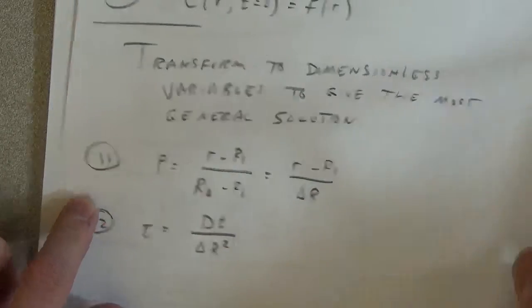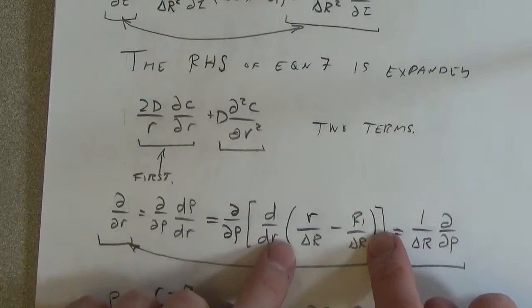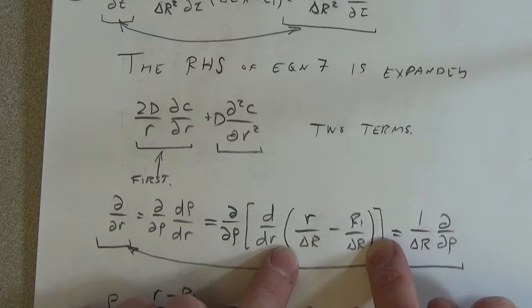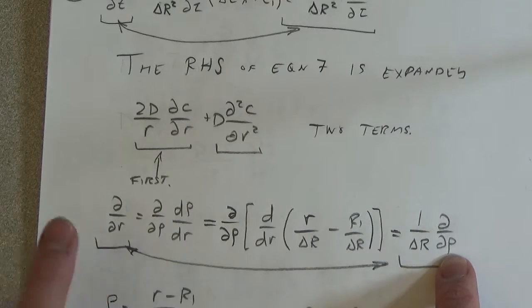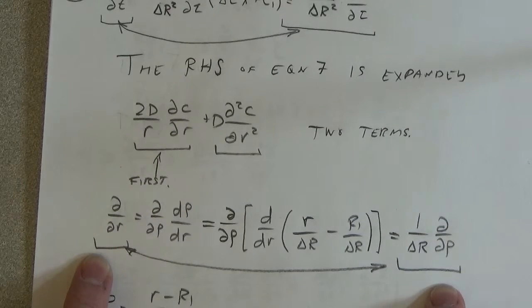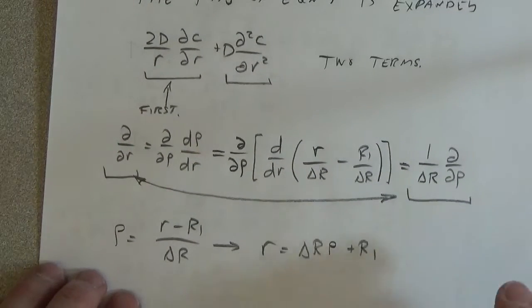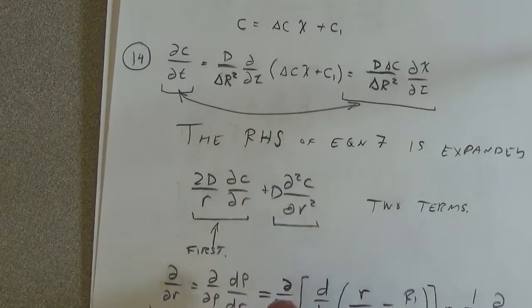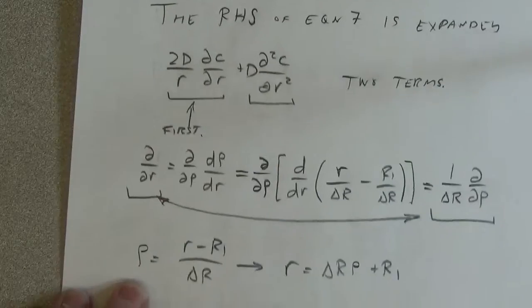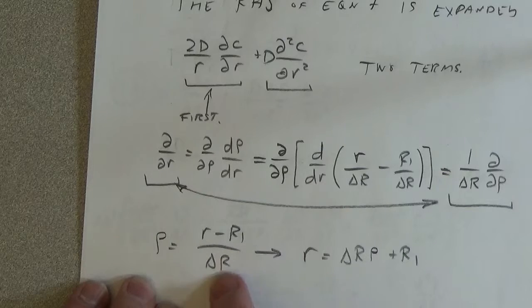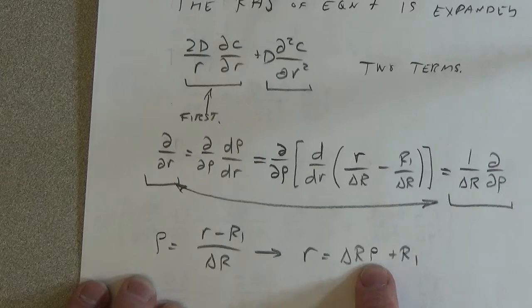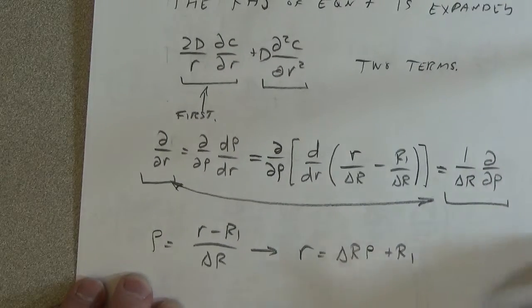And I took that and split it up just to make it easier to see. When you take the derivative of this, you're left with 1 over delta r, d by d rho. So that is what these are. And then if we have an r here, it has to go in there too. We get rho is equal to r minus r1 over delta r, which means that little r can be written as delta r times rho plus r1.